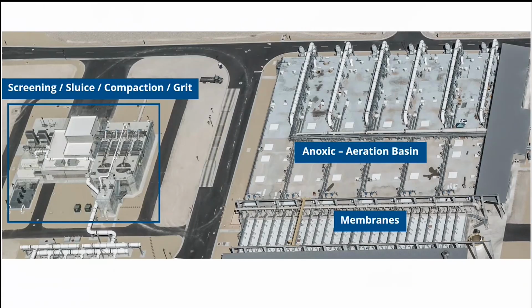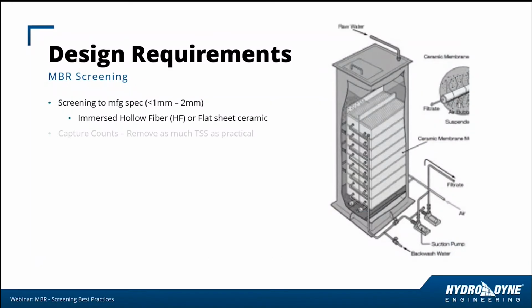Let's look at an actual view of a pretty large plant. We can see on the left the screening facilities, and on the right, the wastewater treatment facilities. Focusing on the blue square, we have screening, sluicing, compaction, and grit removal all in that facility. To the right, we have the base wastewater treatment, which includes anoxic and aeration basins, followed by a membrane basin. We're going to focus on the screening.